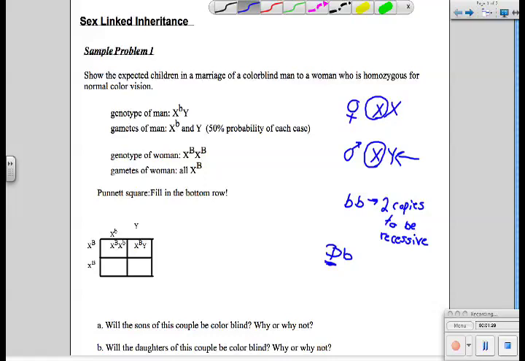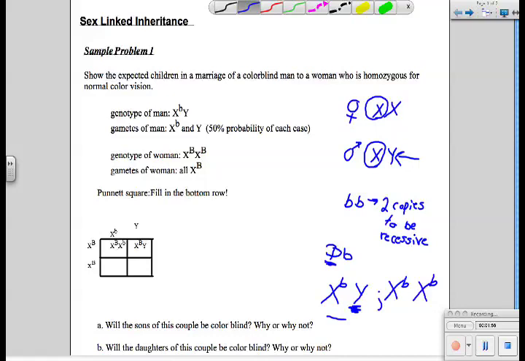So for example, in a male, if we're considering a recessive trait, that male only needs a single copy of that recessive trait to display the recessive phenotype, because the Y chromosome doesn't carry the trait at all. For a female to display the recessive trait, she still needs 2 copies.